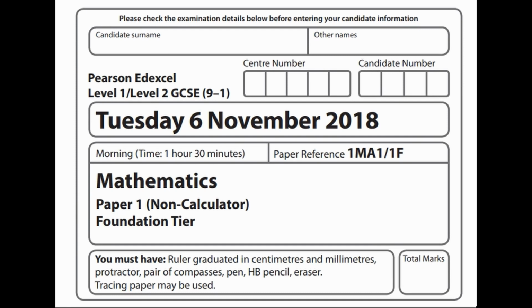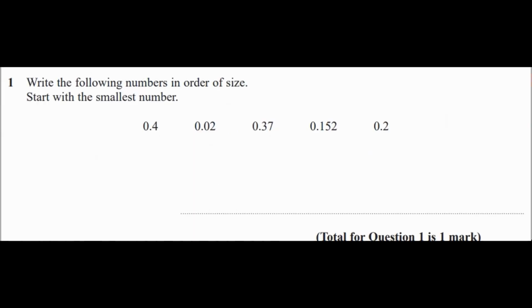In this video, I am simply going to work through the questions one at a time on the November 2018 Pearson Edexcel Foundation Maths Paper 1. So, question 1. Write the following numbers in order of size, and we start with the smallest number.